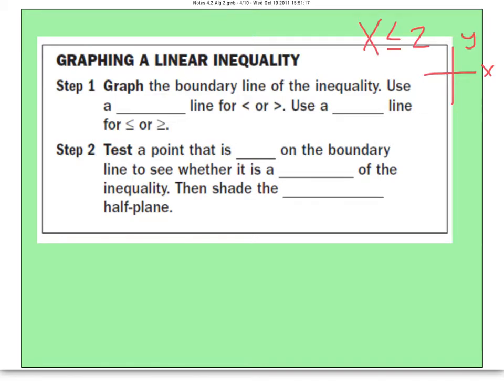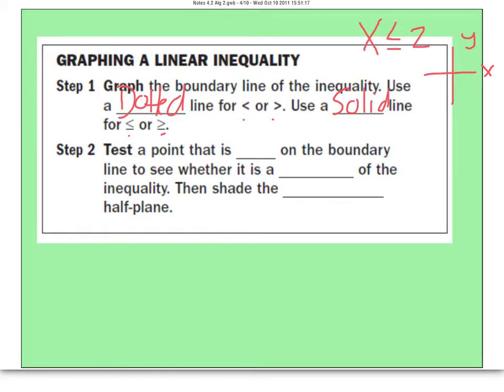Here are the steps you can follow. The first thing is you're going to graph the boundary line of the inequality and use a dotted line when you graph it if it's a less than or greater than symbol, but use a solid line if you have less than or equal to or greater than or equal to.